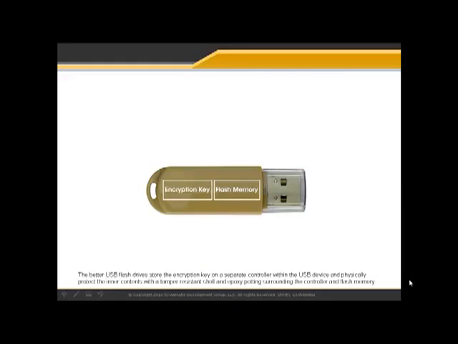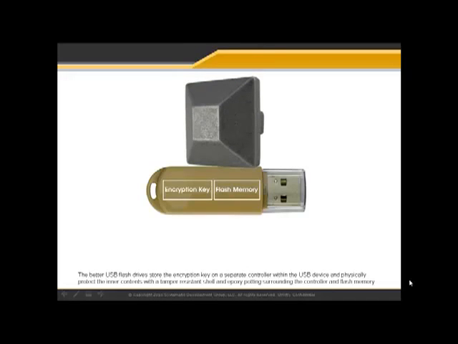The better USB flash drives store the encryption key on a separate controller within the USB device and physically protect the inner contents with a tamper-resistant shell and epoxy potting surrounding the controller and flash memory. The encryption key is a very, very long string that cannot be easily memorized. So we must now provide an easier way for us humans to apply the encryption key to the encrypted data.